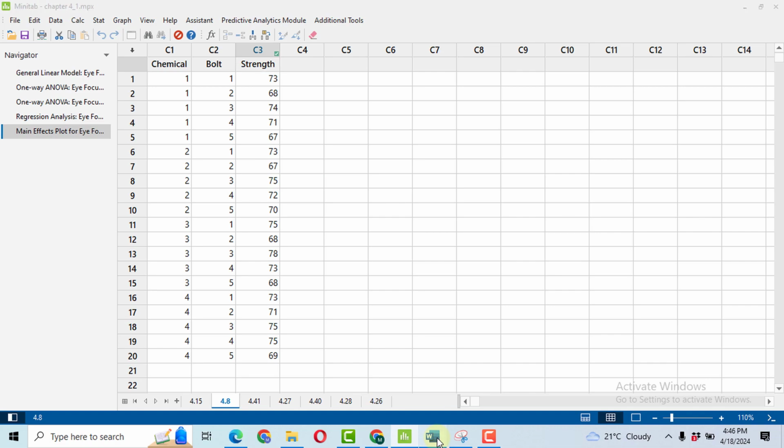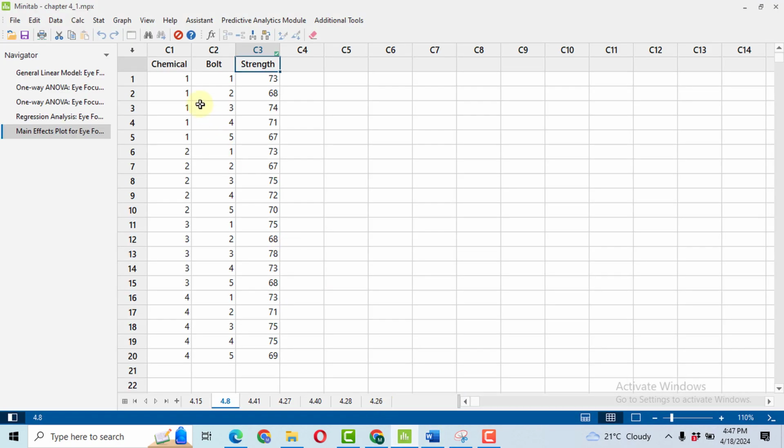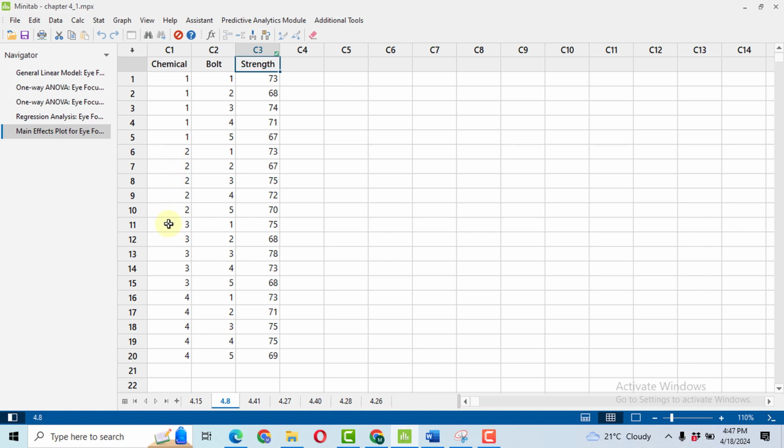In order to show you a trick on how to enter the data in a very short time, first of all, please have a look at chemical number 1. We have 5 different bolts, 1, 2, 3, 4, 5. So we have to write 1 five times. You can see it here, 1, 1, 1 till 5. Then for chemical type 2, we have again the data for the 5 different bolts. So I have written here 2 five times, likewise 3 five times and 4 also.